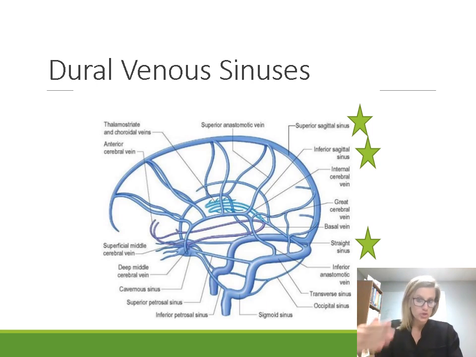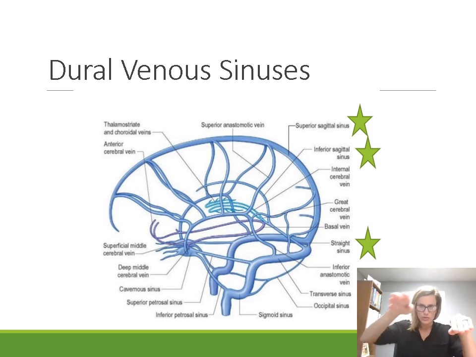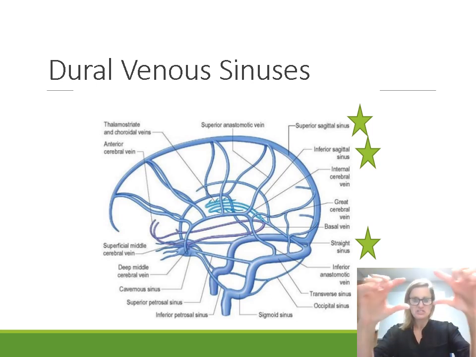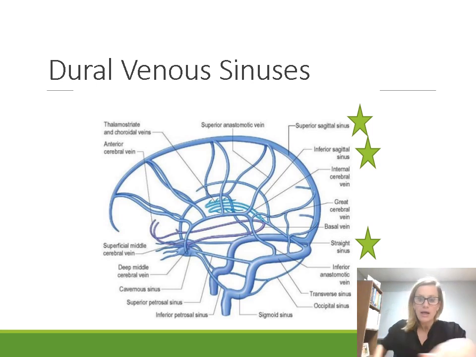We call them dural venous sinuses because the majority of them are located in the dural folds. Remember, the dural folds are where the dura mater goes in and folds down towards the brain and then keeps going. So we have these venous cavities or sinuses located in those dural folds, and you see them all here in blue.